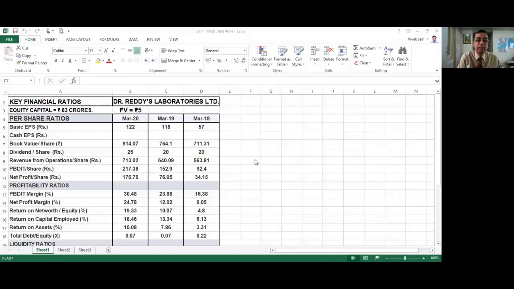That means on a 5 rupee share, if you distribute 20 rupees, it makes it 400%. And in March 20, when it distributed 25 rupees, it means 500% of the face value.